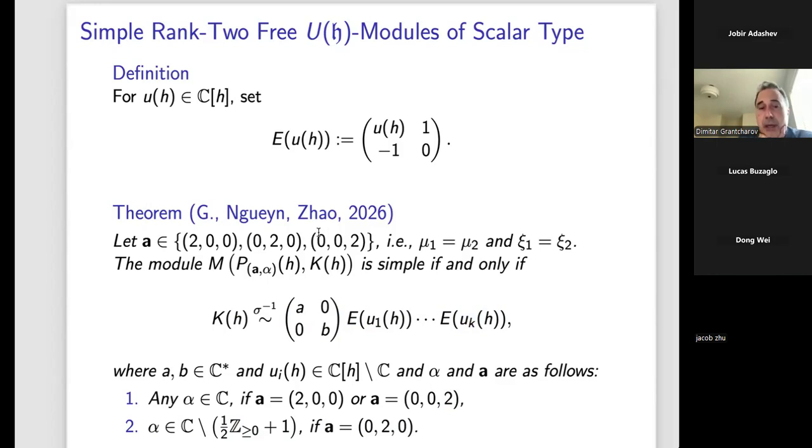Rank 2, scalar type, SO2, UH3 modules, like part of a part of a part of the theory, leads to a huge family of simple modules. Namely, we fix alpha, we have 3 cases of A, and then we have two more parameters, A and B, I mean, non-zero complex numbers, and then a finite sequence of polynomials. So it's not like one polynomial, a finite sequence of polynomials. And this will give you a simple module. So this is how bad the things are.